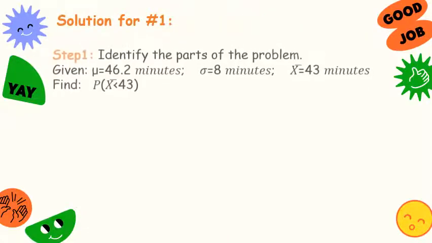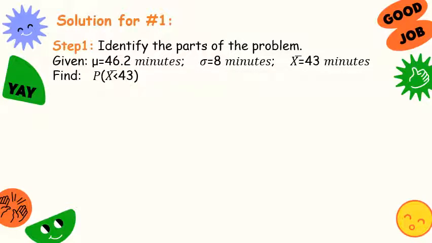So, solution for number 1. Step 1. Let us identify the parts of the problem. Ano-ano ba yung mga given? So, ang given natin ay yung average number of minutes, no? Or yung ating population mean, which is 46.2 minutes. Ang ating population standard deviation is 8 minutes. And yung ating sample mean na gusto nating i-prove is 43 minutes. So, ito yung hahanapin natin: the probability that our sample mean is less than 43 minutes.